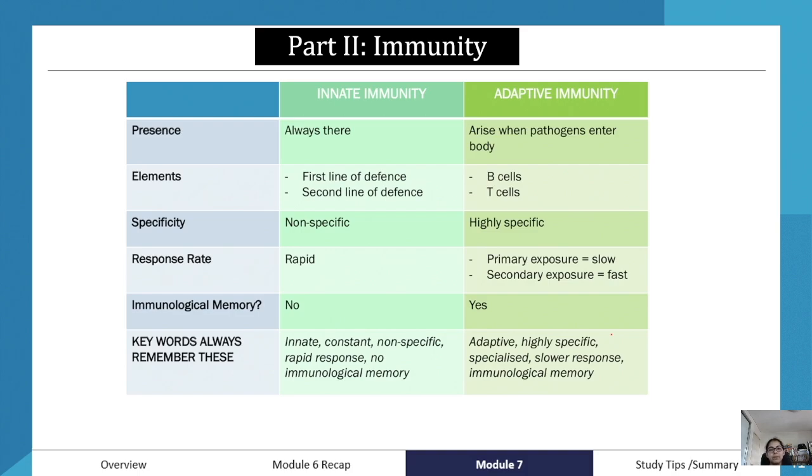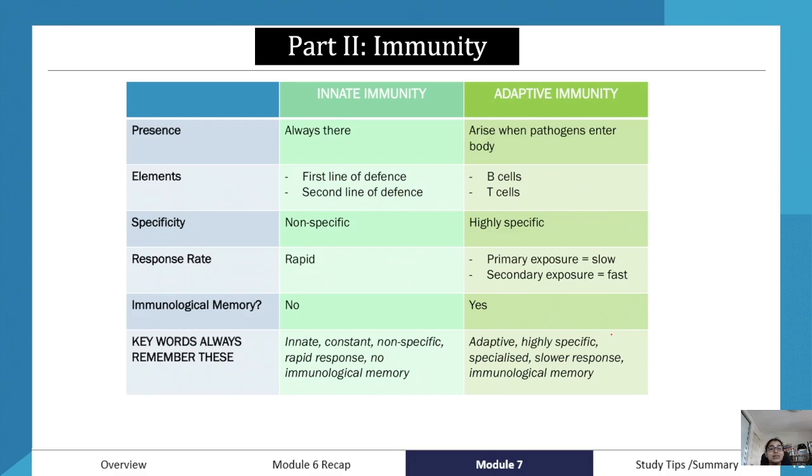So if you were to compare with innate immunity, firstly, innate immunity is always there. Those mechanical barriers are always there, not phasing in and out. It includes the first and second line of defense. It is non-specific, so it's not specific to a disease. For example, your cilia are not only going to move when they see a specific disease. It's non-specific, and it aims to stop any disease from coming into your body.